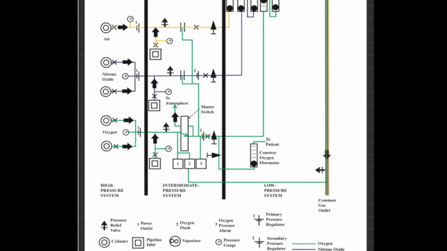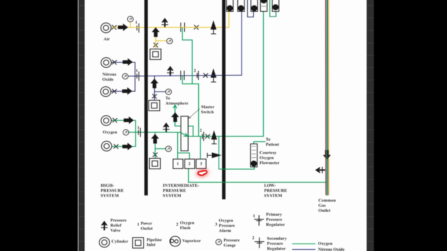Here in the pipeline, this is the pressure relief device. This is in oxygen. This is followed by a gas power outlet, which can be an alternate oxygen gas outlet. Then we have 2, oxygen flush, which opens into the common gas outlet.